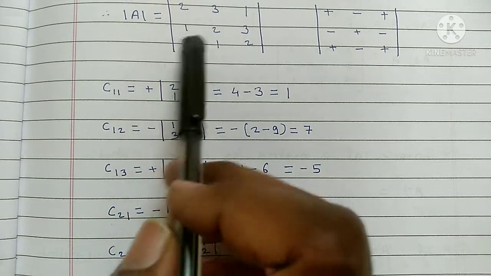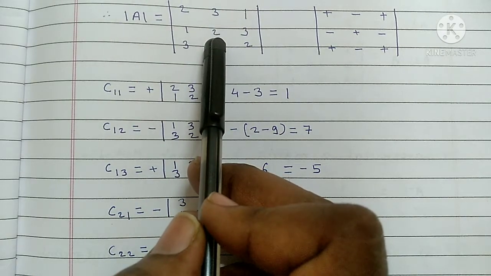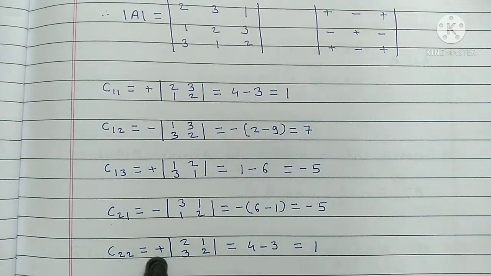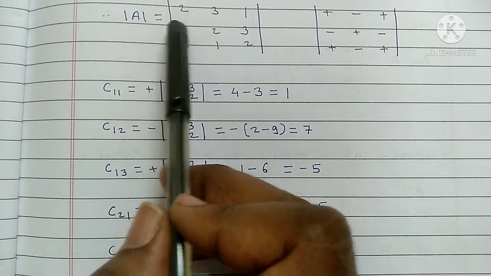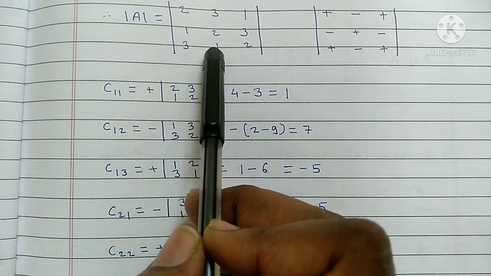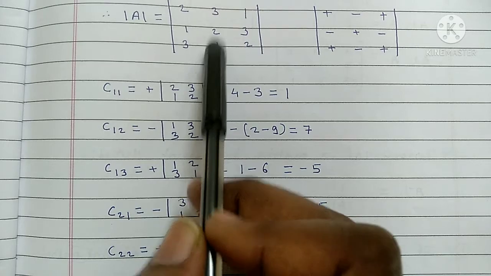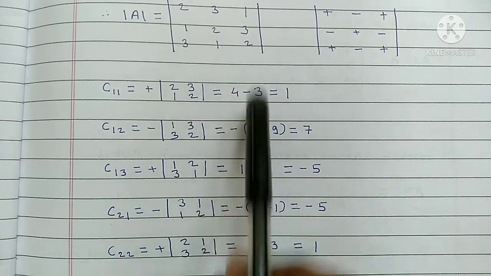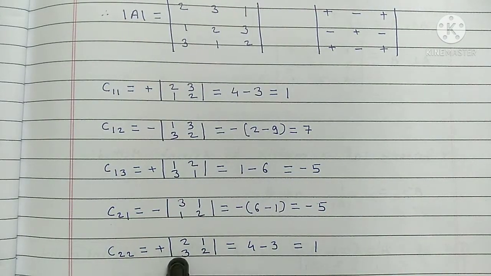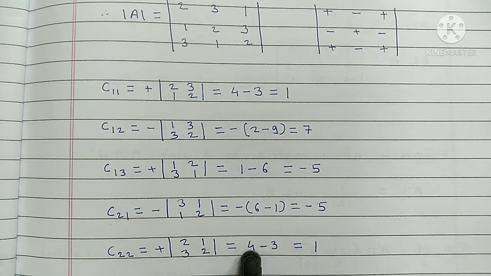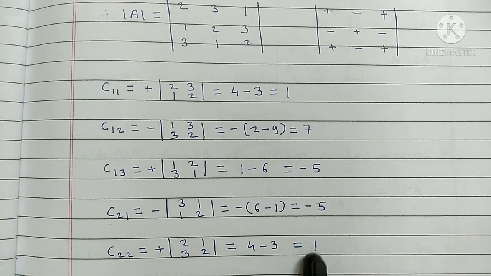Now next is C22. C22 means this element's corresponding sign is plus. So plus, it is in second row and second column. So just delete second row and second column. So it is 2, 1, 3, 2. So 2 into 2, 4, minus 3 into 1, 3. So 4 minus 3 is 1.